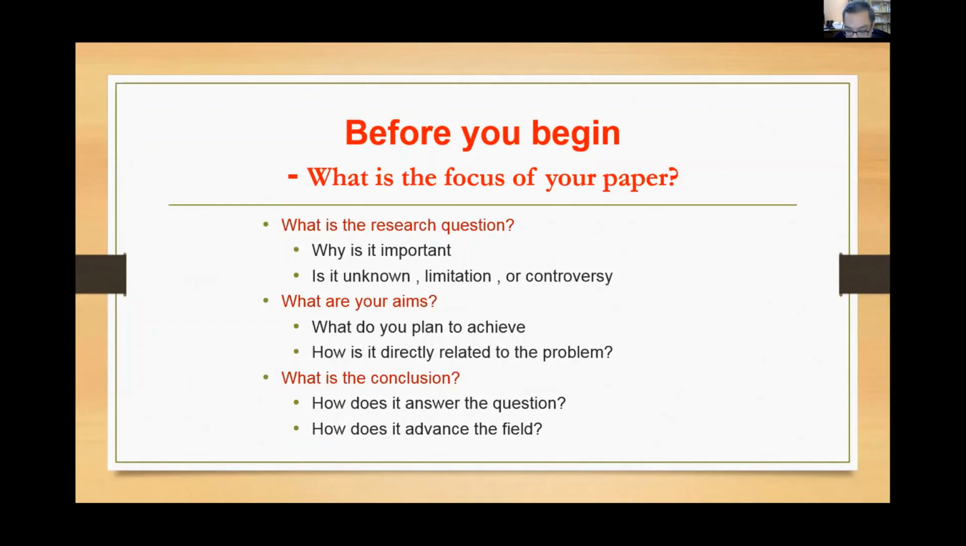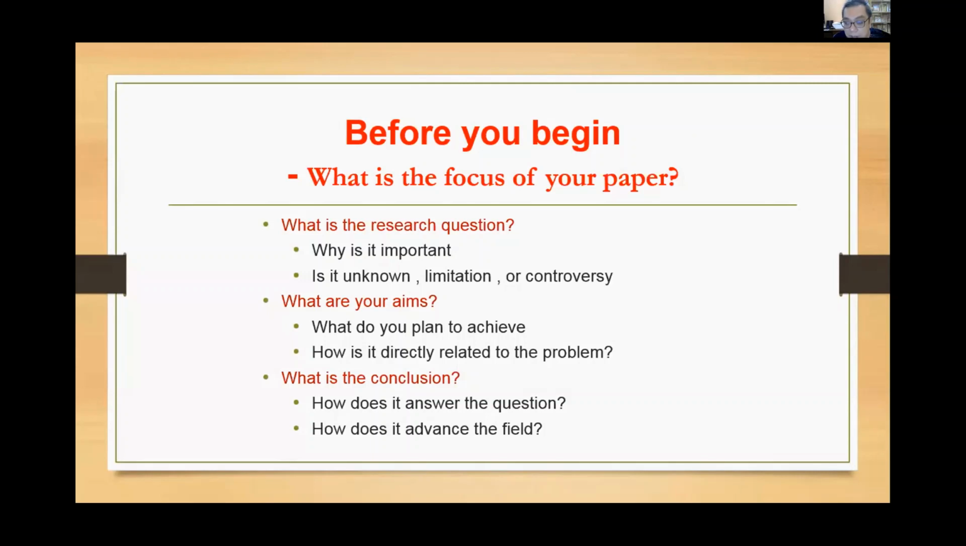If you are unsure about what is important about your work, then you cannot expect the reader to understand that too. Is it an unknown, a limitation, or a controversy in the work? So you should ask yourself whether any of these elements appear in your work, okay?